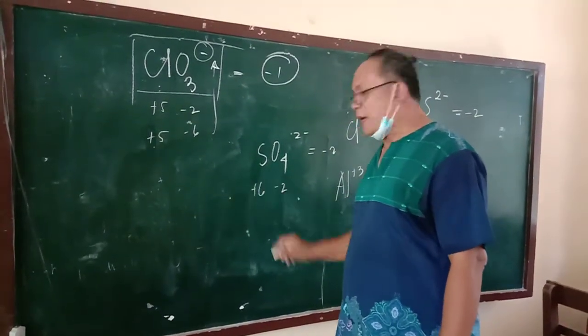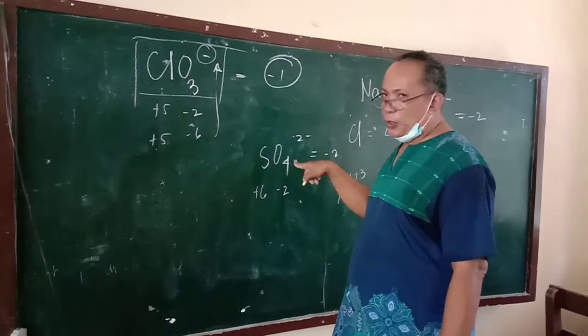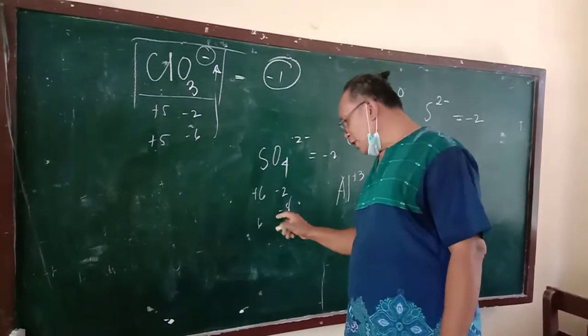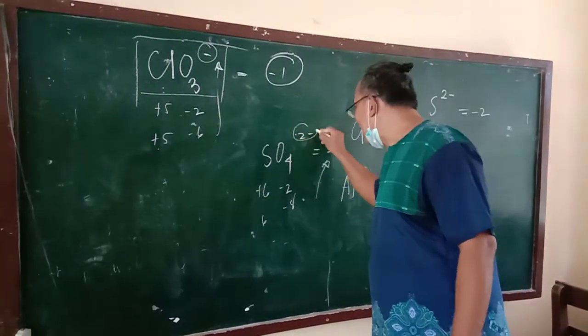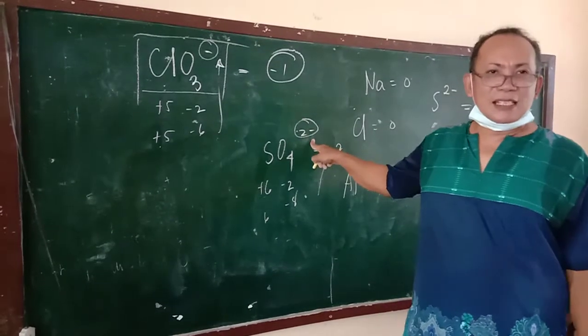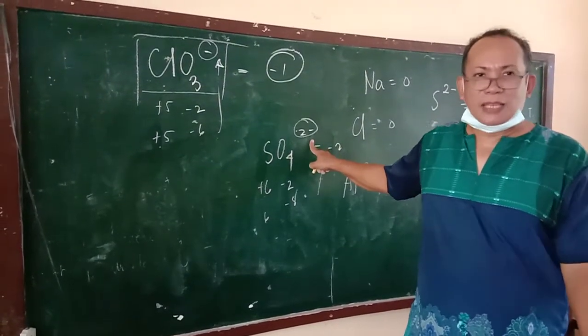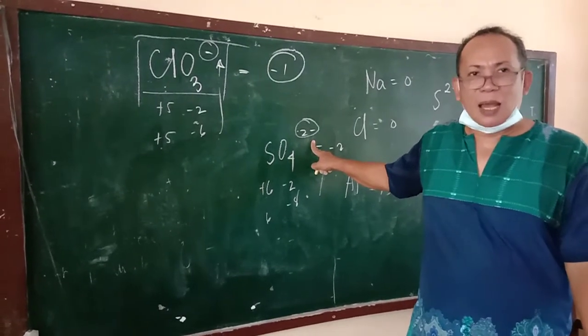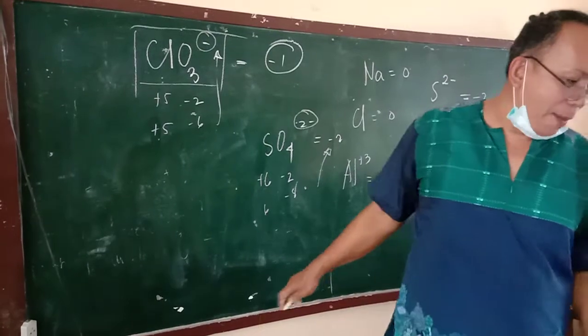Of course, this is positive 6. So 6, negative 2 times 4 is negative 8. So 6 minus 8 is negative 2. Once it is written like this, it is automatically the total oxidation number. You don't need to solve it, because it tells you that this is your total oxidation number.